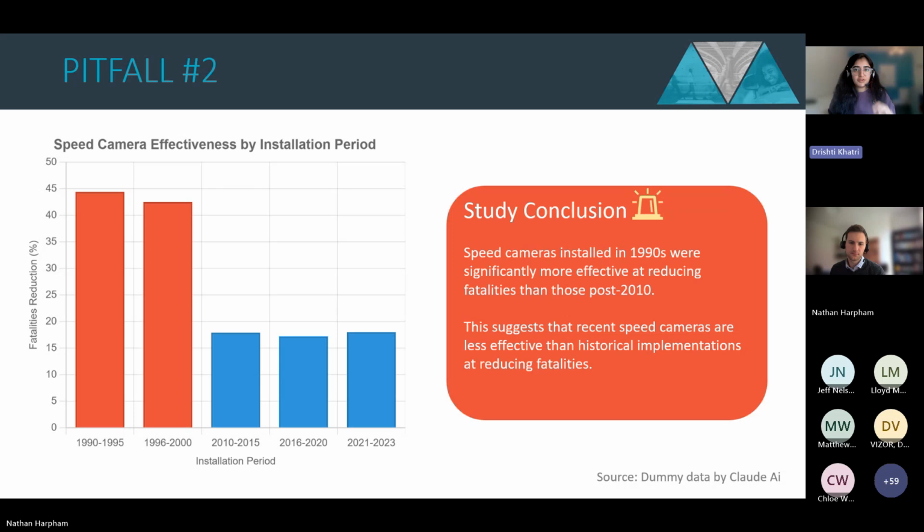So this is pitfall 2 with some dummy data that we created through Claude, so it doesn't have to represent real world data that we see. In terms of this data, we're looking at speed camera effectiveness and comparing it with fatalities reduction. This data portrays that between 1990 to 2000, fatalities reduction was significantly higher than what was seen post 2010. So the study conclusion that was drawn is that recent speed cameras are less effective than historical implementations at reducing fatalities. What could be something that's wrong with this analysis?